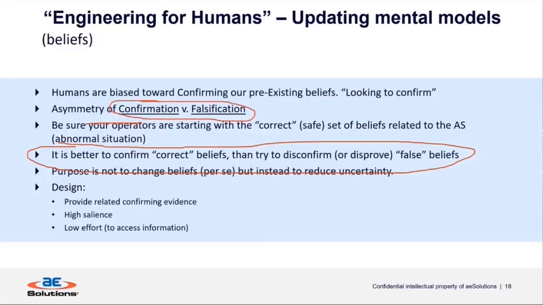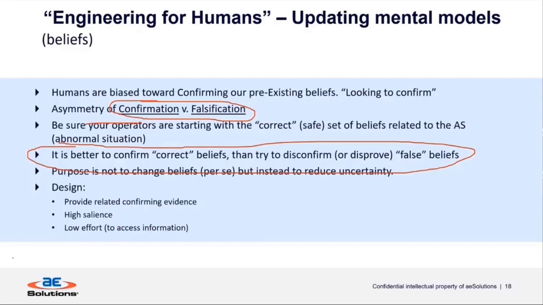You can have a million observations of white swans. Your claim is all swans are white. You have a million observations of white swans. Okay, hey, my claim must be good. But it only takes one instance of a black swan to falsify that theory. And so that's all good and fine for science, but for people, we need to look at confirming beliefs.